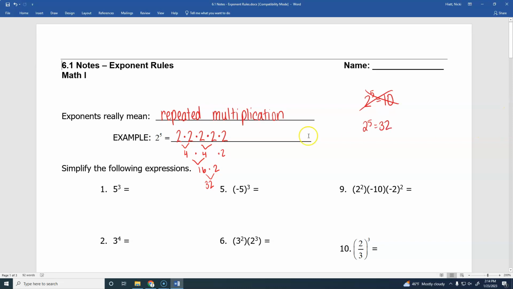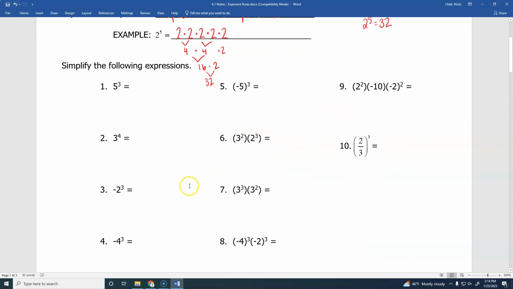So these all have just numbers. You don't have any variables for 1 through 10. So I want you to take a minute and calculate the values for these. By hand, I don't want you using a calculator on these. I just want the final number answers for this.